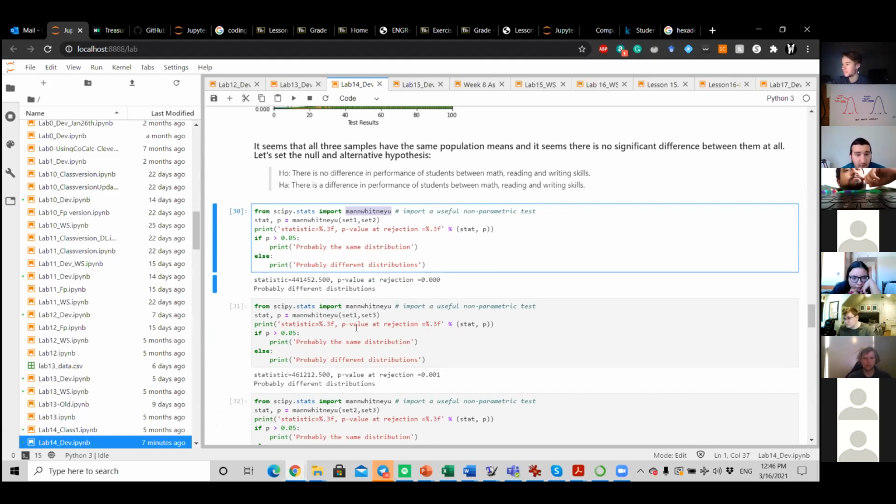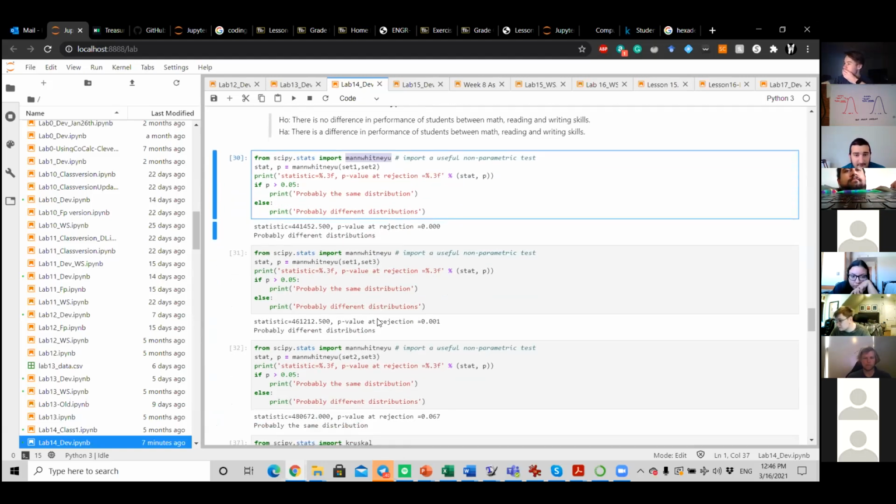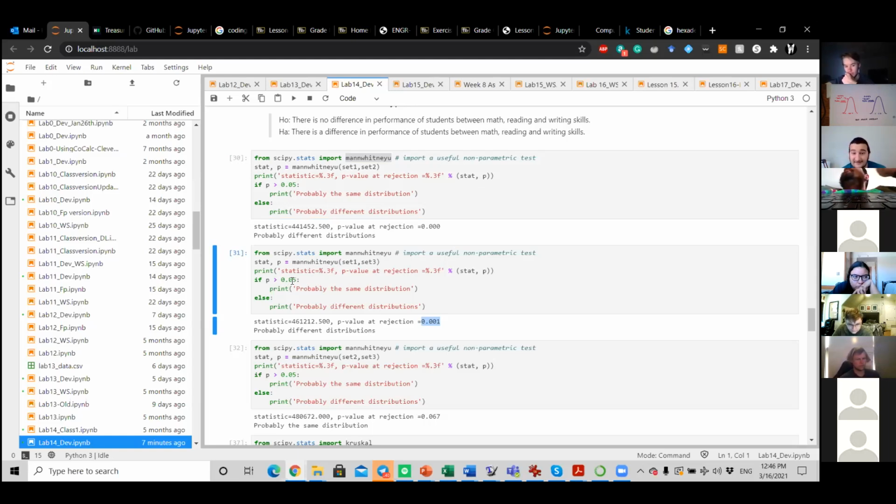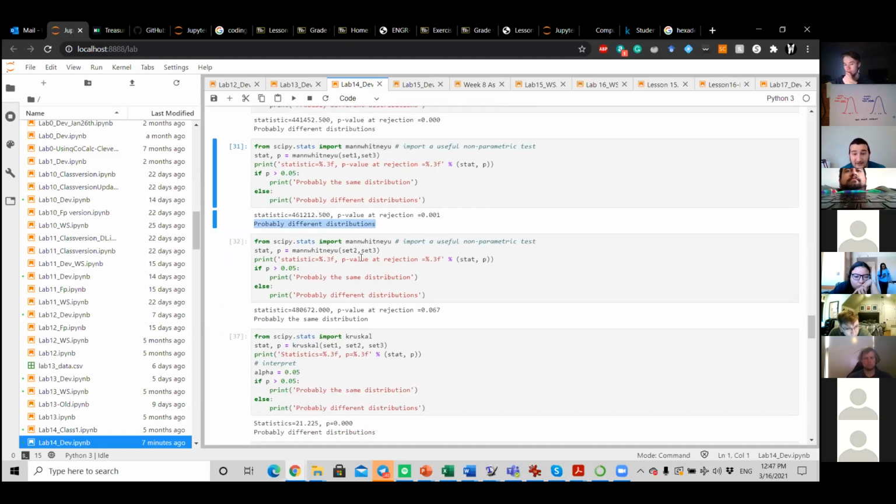We are going to compare set 1 and set 3. And we are getting, again, a small p-value. It's not as small as the other one, but we are looking at 0.001, which is less than 0.05. So it means that you have enough evidence to reject the null and say that they are from different distributions. So 1 and 2 were different, 1 and 3 were different. Looking at set 2 and set 3, we get a p-value of 0.067, which is larger than 0.05, so we cannot reject the null.